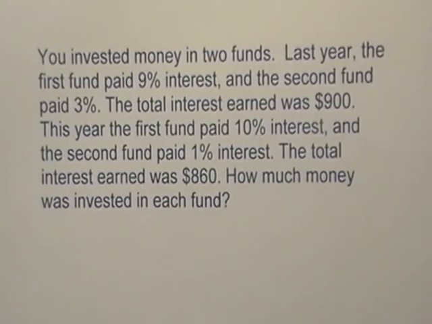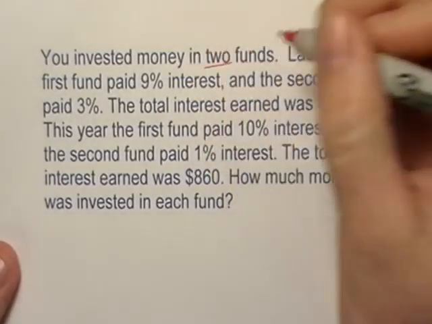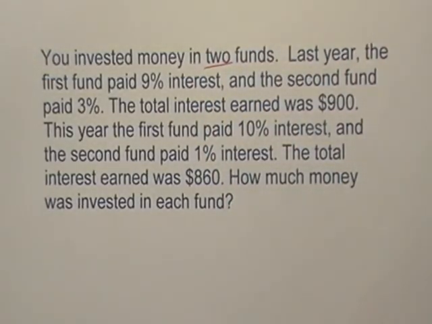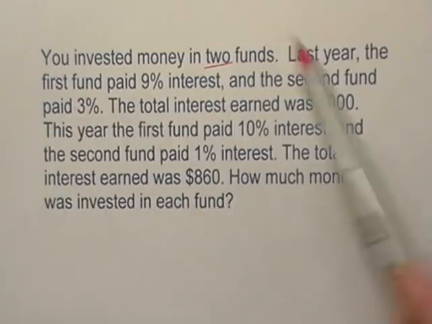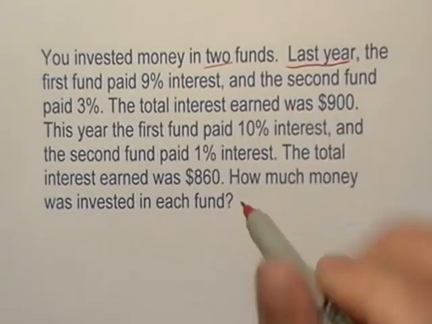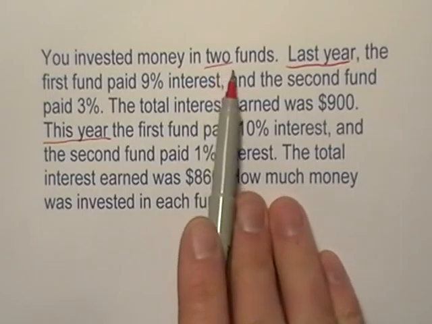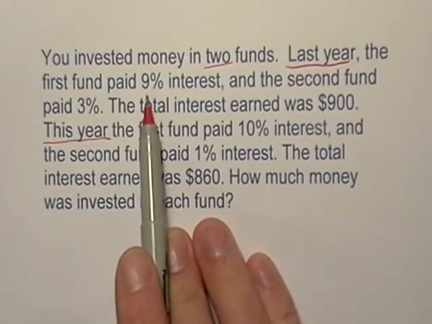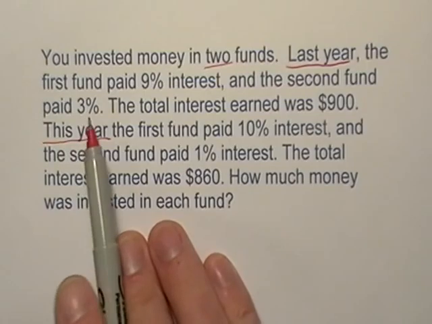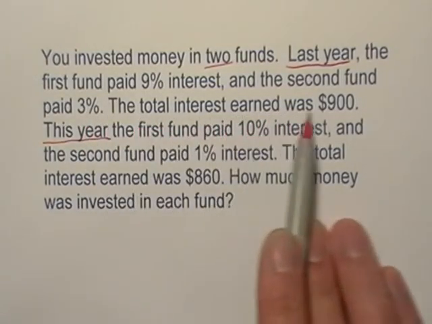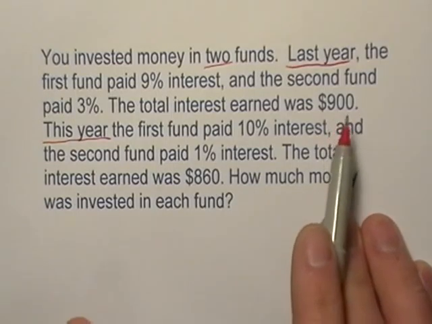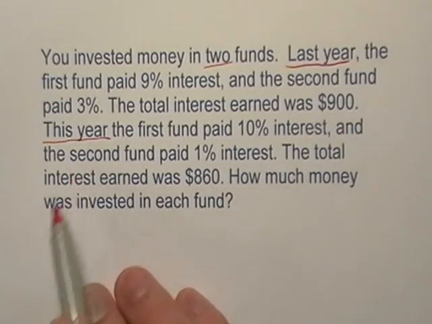So let's read it. It says you invested money into two funds, okay? So that means we've got a fund A and a fund B. Last year, here's another clue. Last year and this year, so we've got a year change, but we involved two funds. Last year, the first fund paid 9%, and the second fund paid 3%, and so the total interest earned was $900. Okay, that was last year.